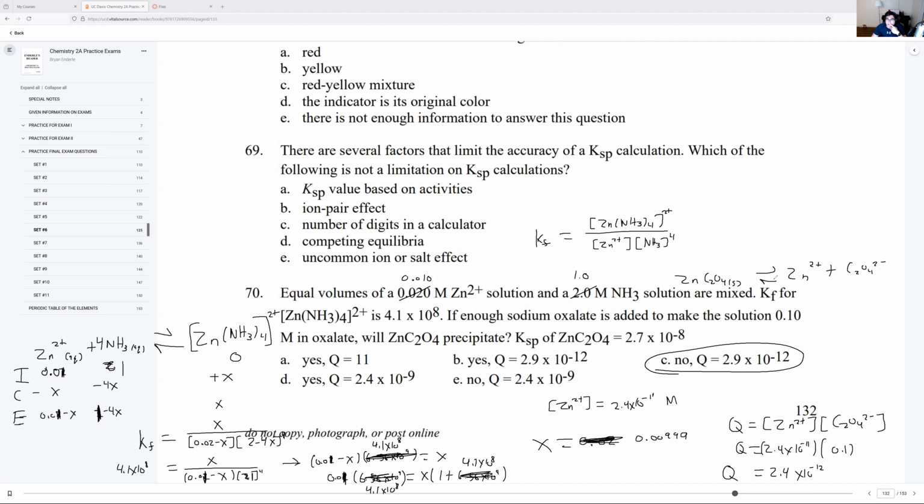Then the ICE table, solve for x. Yeah, that's correct. So you plug x back in to find zinc, and then you have to use the Q for the Ksp, right? Because these are different. You're using NH3 for one of them and oxalate for the other. So you find the concentration of zinc, and then you plug that into the Q for zinc oxalate.